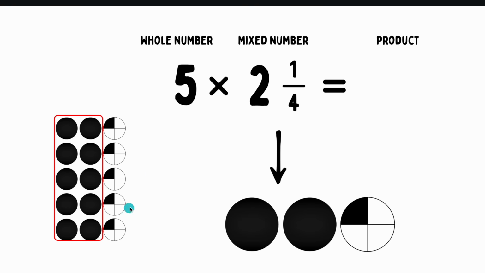Let's see if we can make another whole with these fourths or quarters. We have 1/4 plus 1/4 plus 1/4 plus 1/4. That makes 4/4, which is one whole. So we have 10, 11 wholes, and we have 1/4 of another whole. The product is 11 and 1/4.